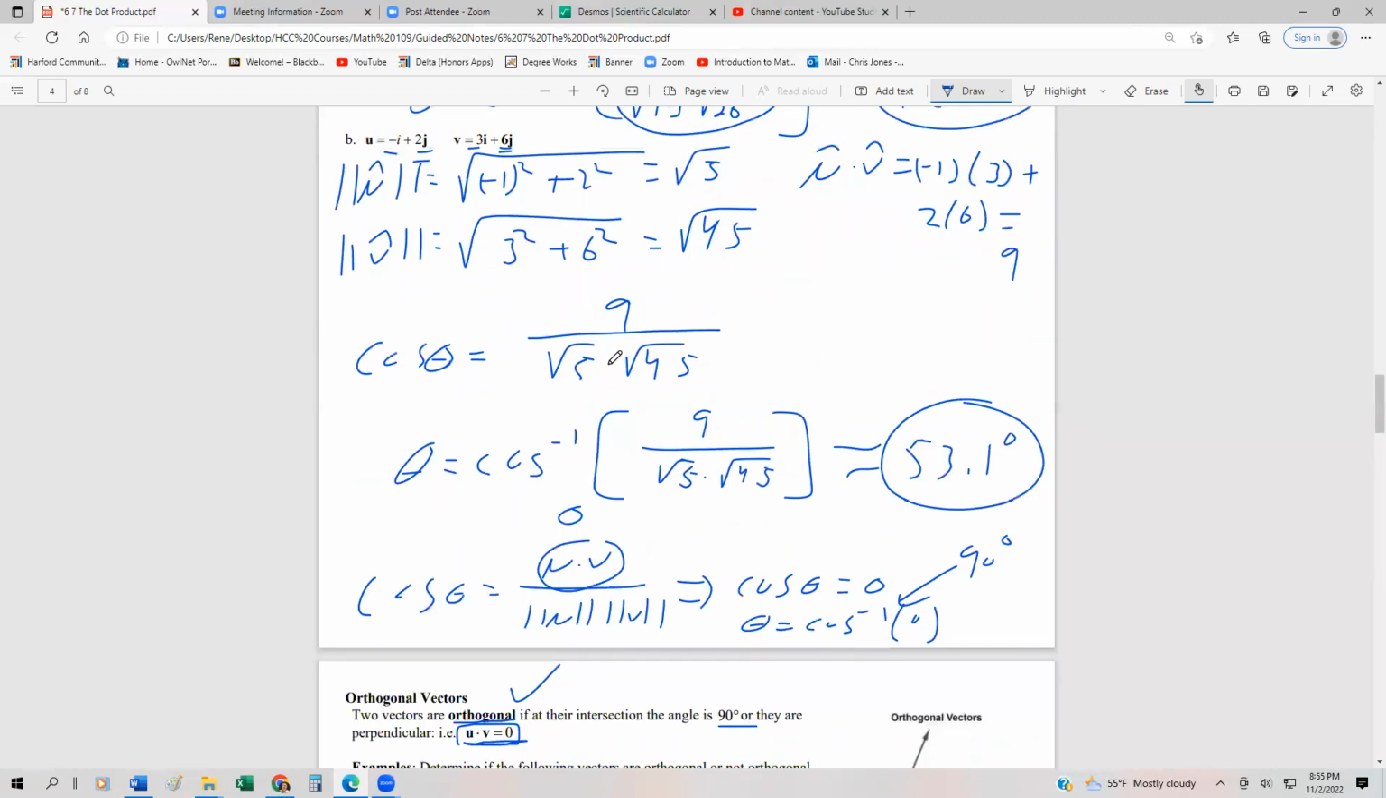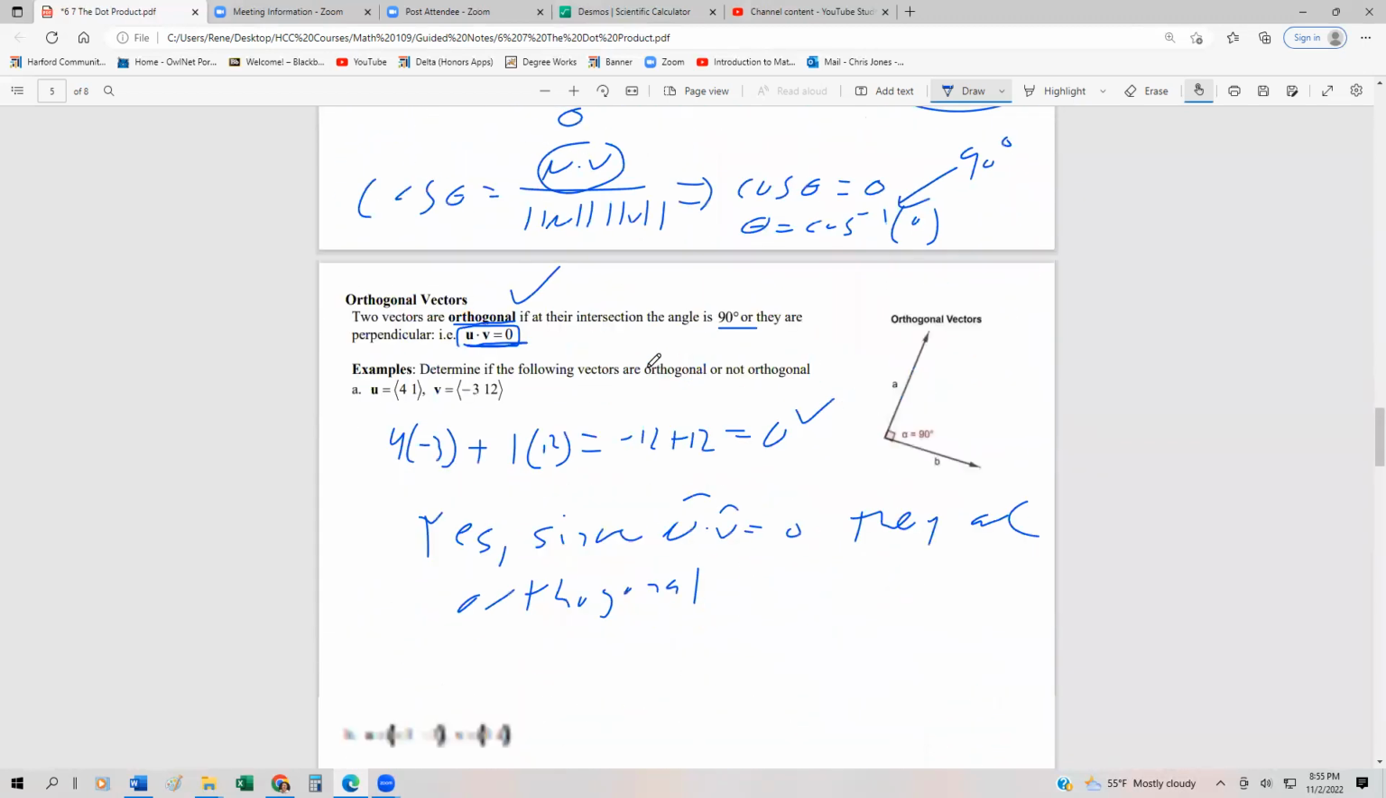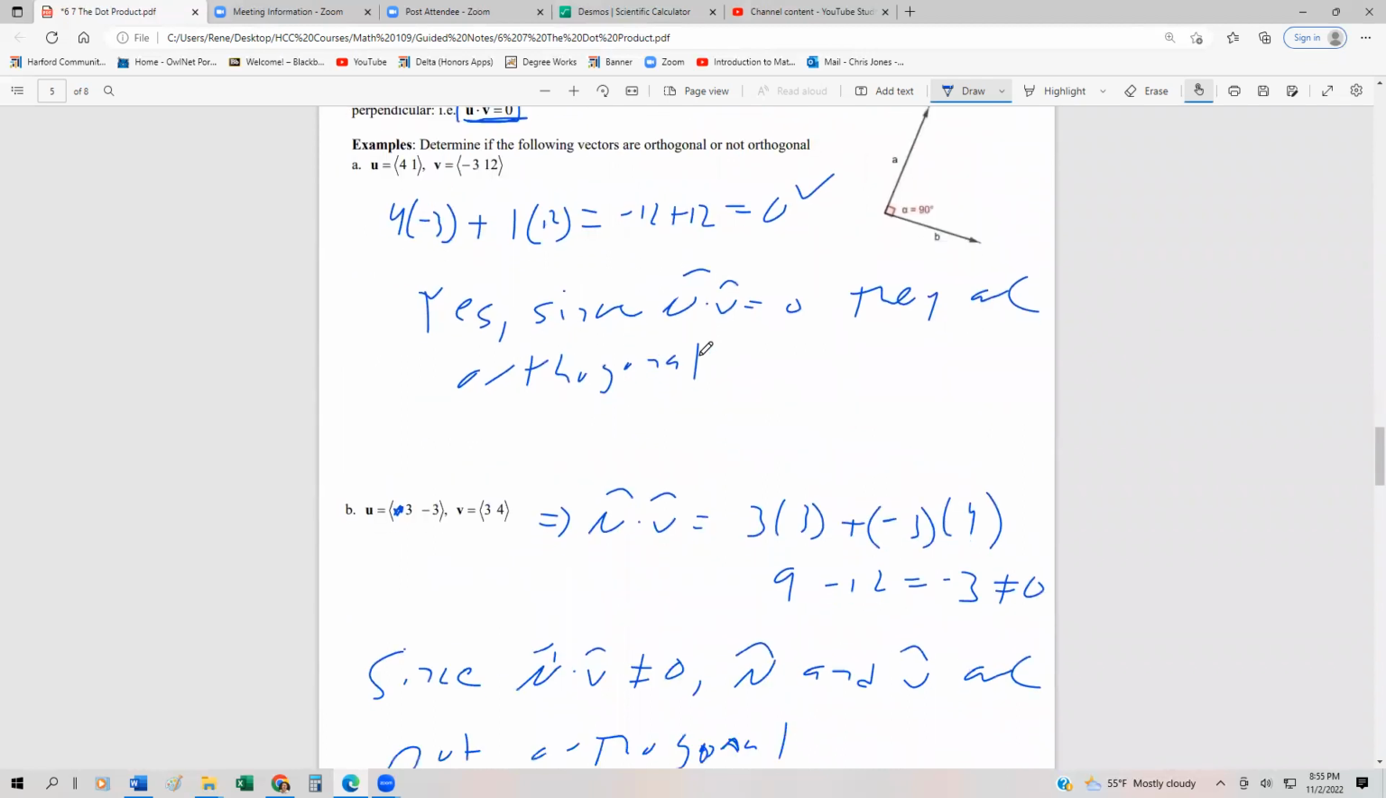All right. So it's really easy for us to determine if two vectors are orthogonal, and fairly easy for us to find the angle that exists between two vectors. In one more video, we're going to take a look at what it means for a vector projection. In other words, when we project a vector onto another vector, what does that look like?